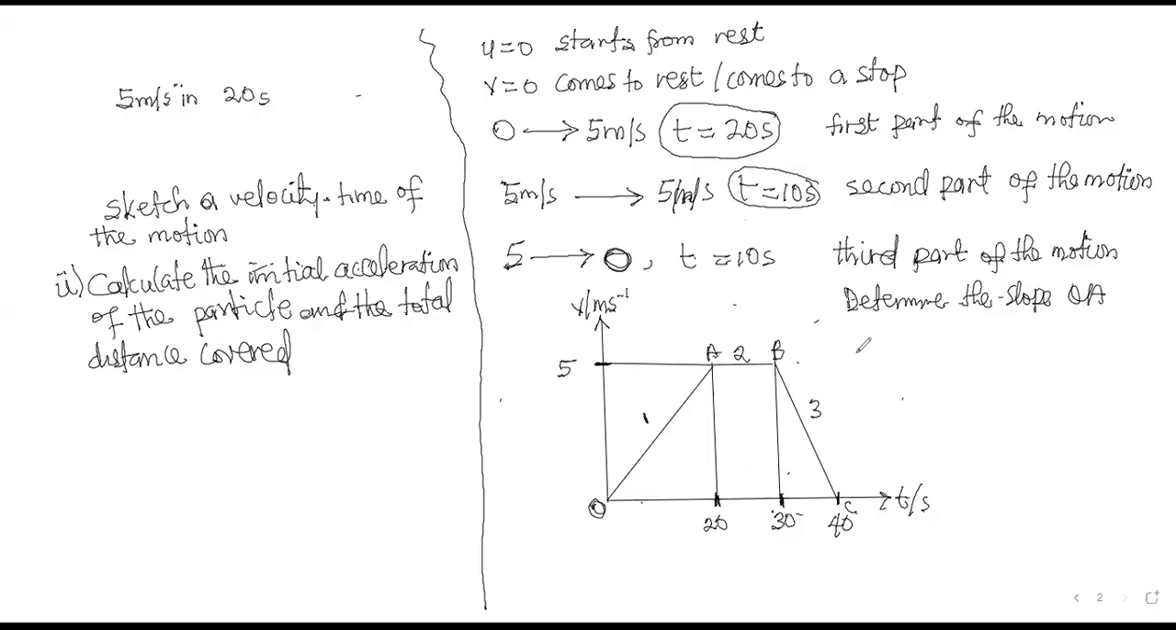This slope is equal to the change in the vertical, V, over the change in the horizontal, which is the time. So maximum velocity 5, minimum velocity 0, divided by 20 minus 0. So I have 5 on 20, and 5 on 20 is equal to 1 over 4. 1 over 4 is 0.25 meter per second squared.